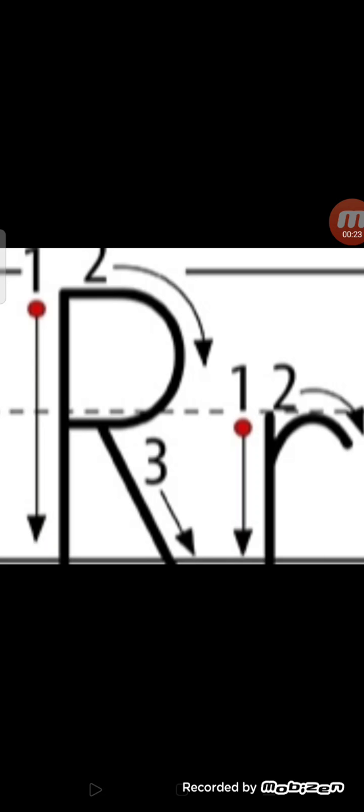How can we write capital R? Down, half a circle, slash. How can we write a small r?